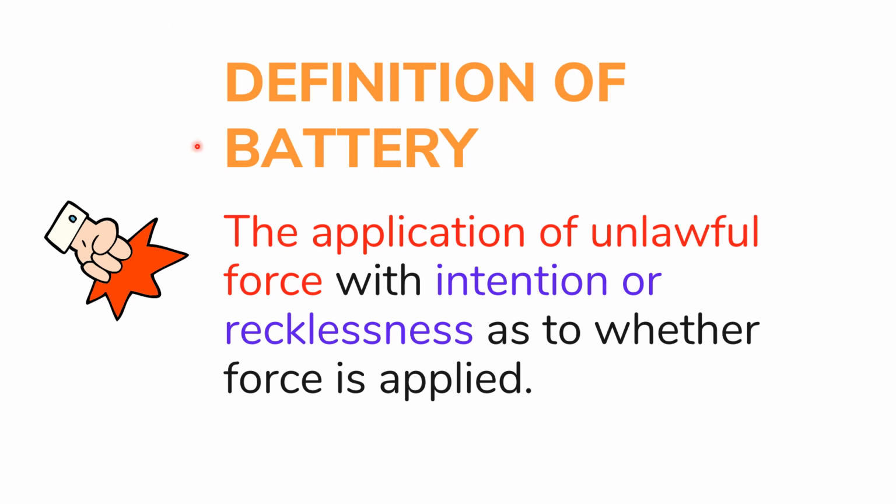So battery is a step further, if you like, than assault. An assault is causing the victim to fear that force is going to be used against them. So there's actually no touching or contact whatsoever. Whereas a battery, we've actually got the application of force. And once again, same mens rea, our defendant either intended or was reckless, i.e. they took an unjustified risk as to whether they would apply force to the victim.